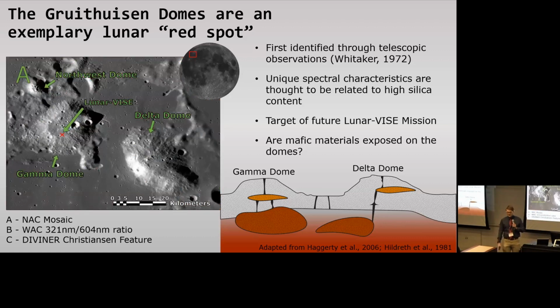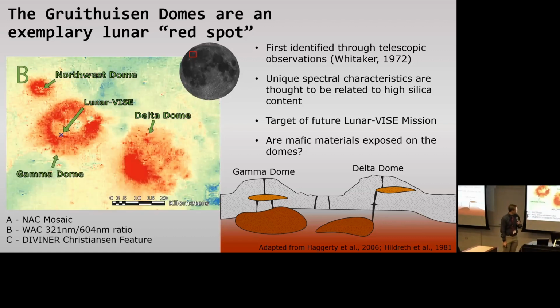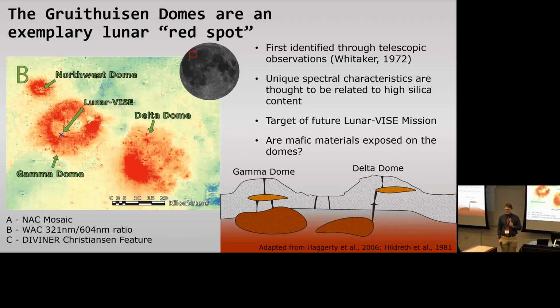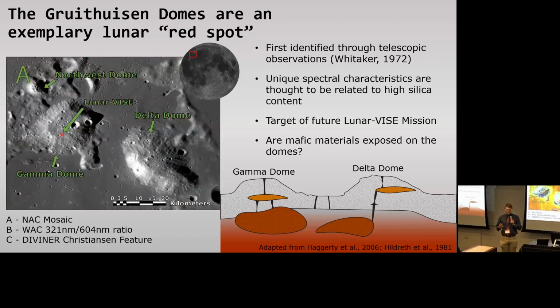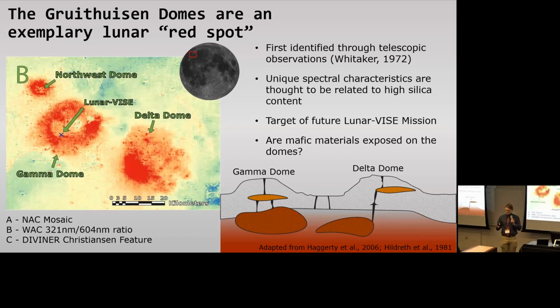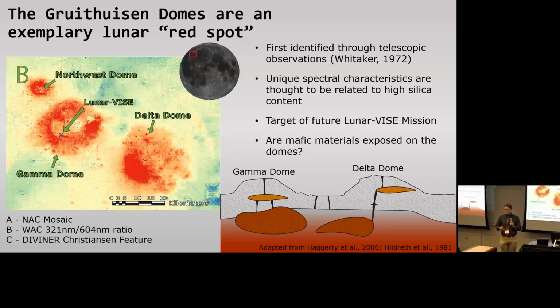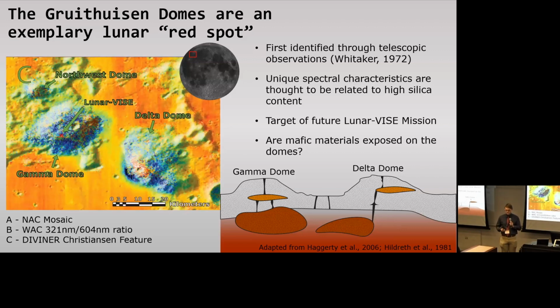After all, they were first discovered in 1972 using telescopic observations and have since been covered by numerous spectral data sets. And today we would like to use a lot of these spectral data sets in the visible near infrared range to address kind of the flip side to silicic volcanism, and that is the mafic component that we think is also present on the surface.